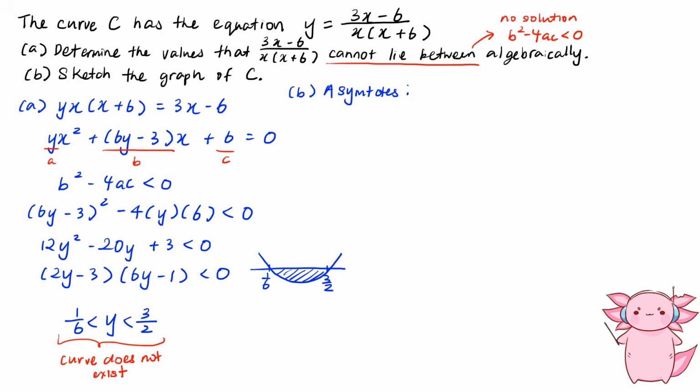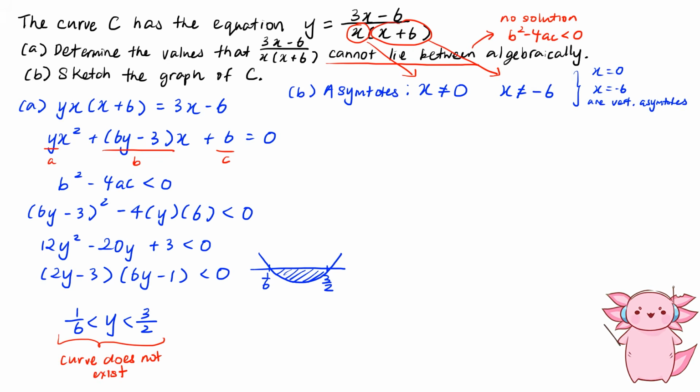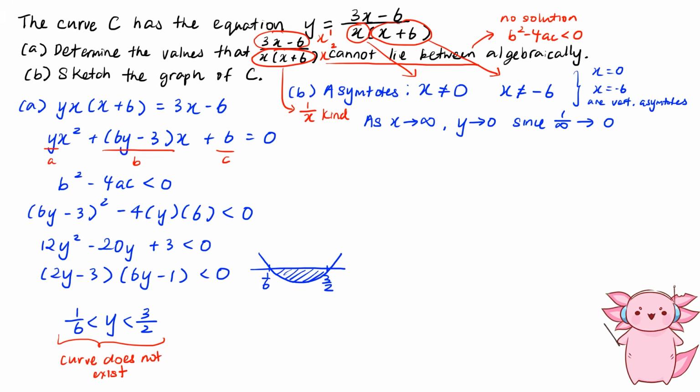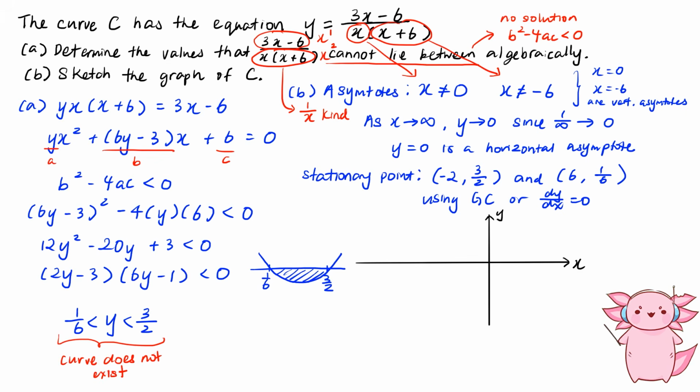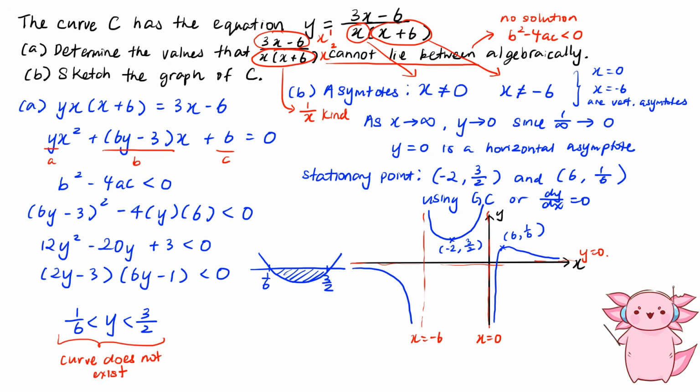Let's first identify the asymptotes to sketch the graph. So looking at the denominator, x cannot be equal to 0, and x cannot be equal to -6. As x approaches positive infinity, we notice that y approaches 0, and since this equation can be reduced to the 1/infinity form, y is equal to 0 is a horizontal asymptote as x tends to infinity. We can also get our stationary points over here by using our graphing calculator or equating dy/dx equal to 0. Finally, we mark out all our asymptotes, then our stationary points, and then we can draw the graph like this.